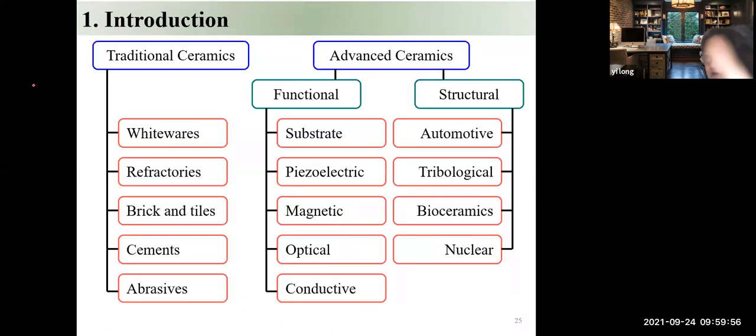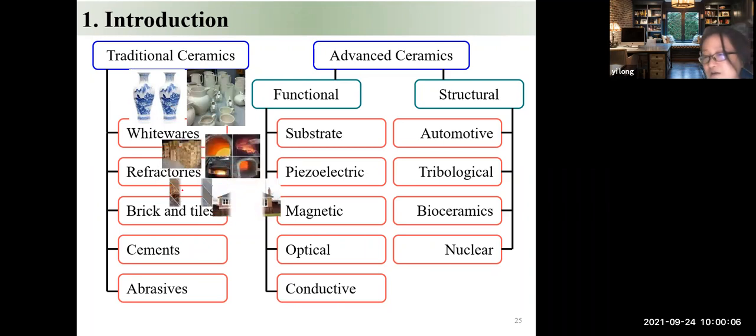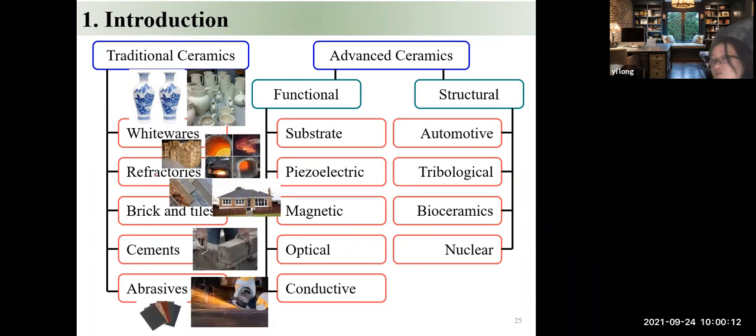And in the traditional ceramics, for example, you're very familiar with rice bowls and things like that, and what is used in furnaces, constructions, and abrasives. Okay, these are the traditional ceramics. In the advanced ceramics, there are also two types: functional and structural.